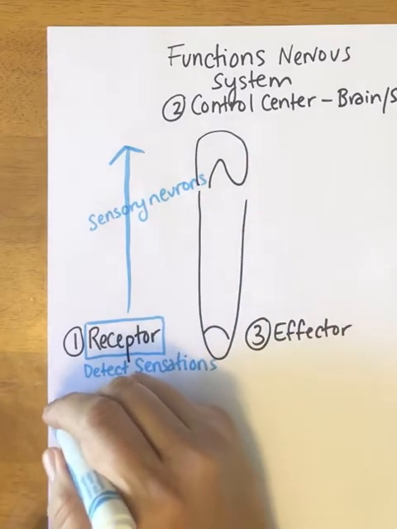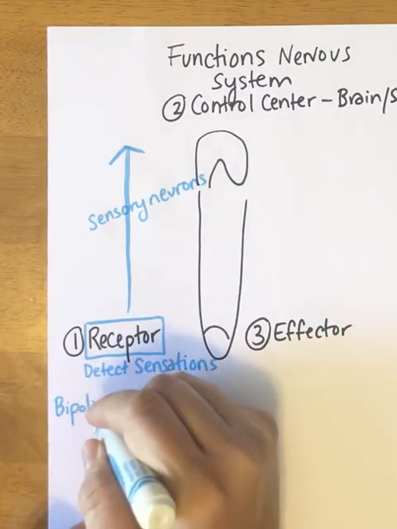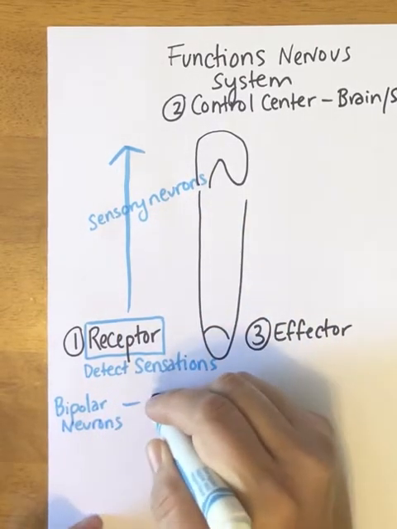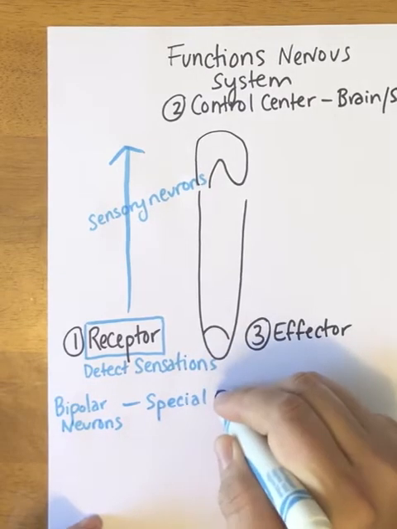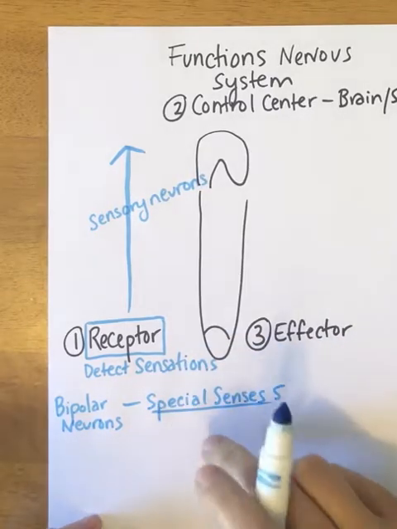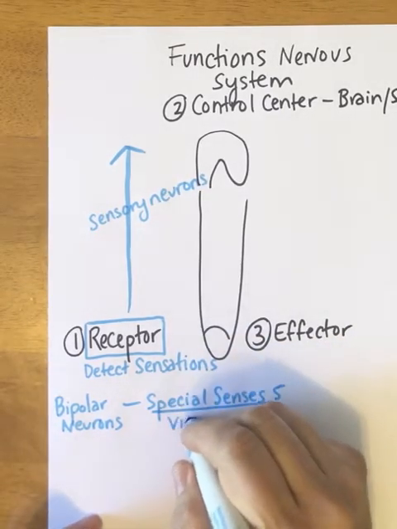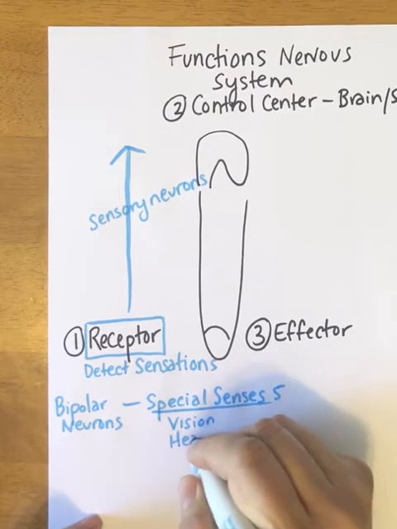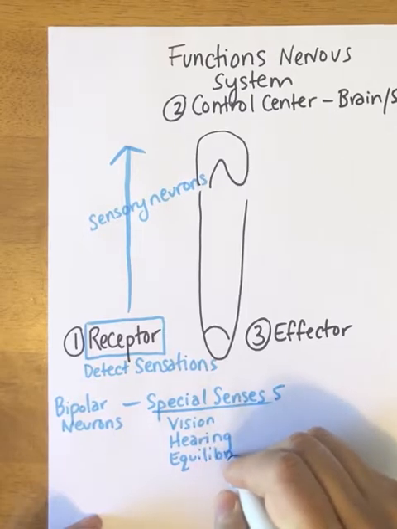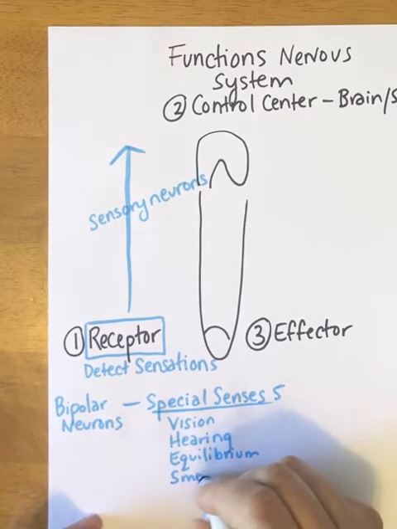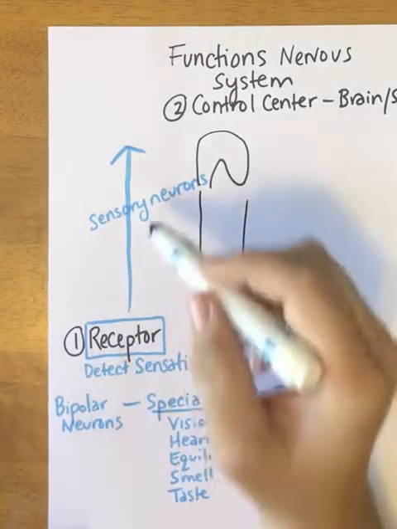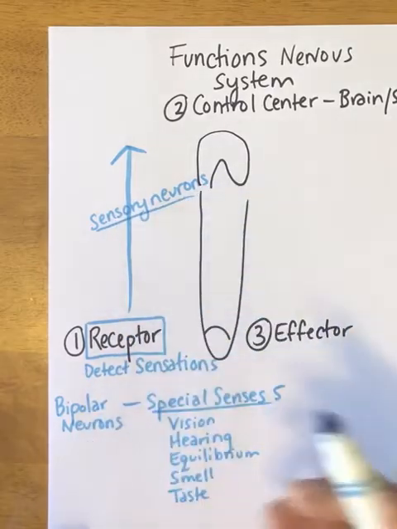So when we talk about bipolar neurons, these are sensory neurons used for special senses. There are always going to be 5 special senses. This will be one of the last chapters that we cover. It's going to be vision, hearing, equilibrium, smell, and taste. These are all going to be sensory neurons that are bipolar neurons.